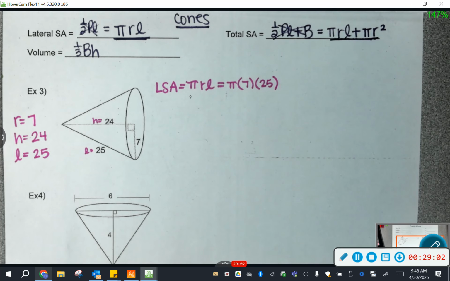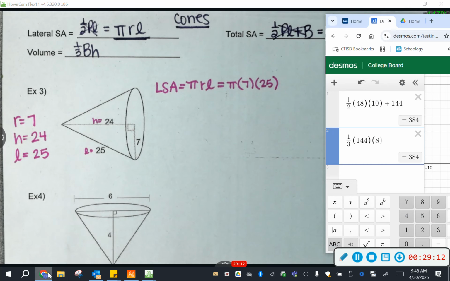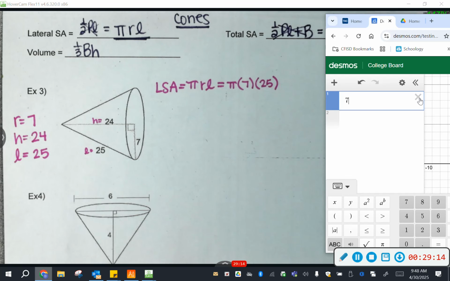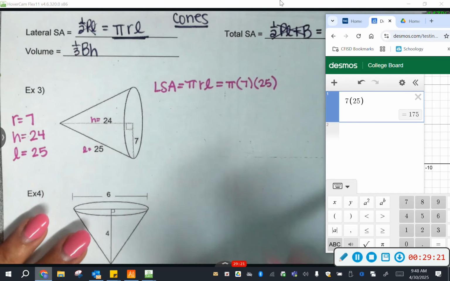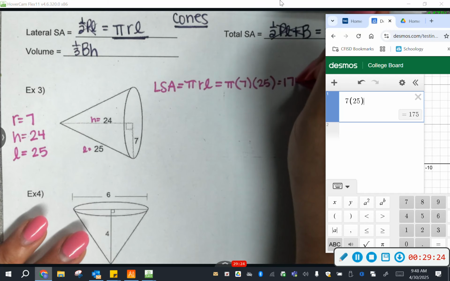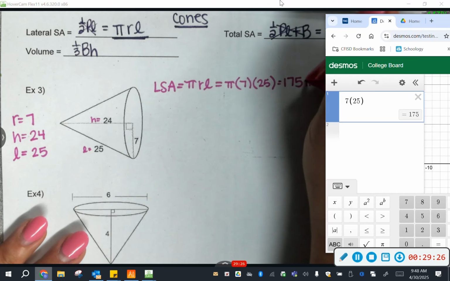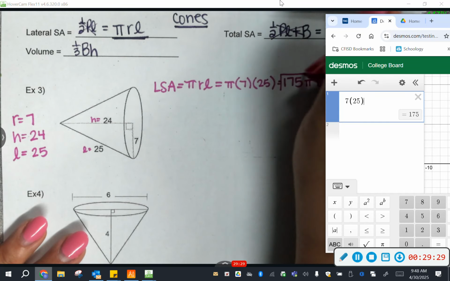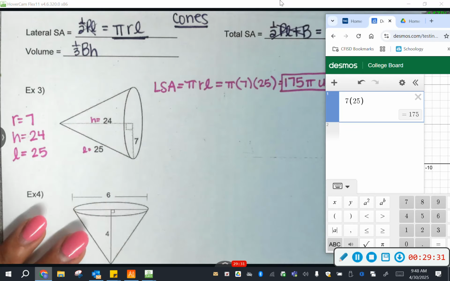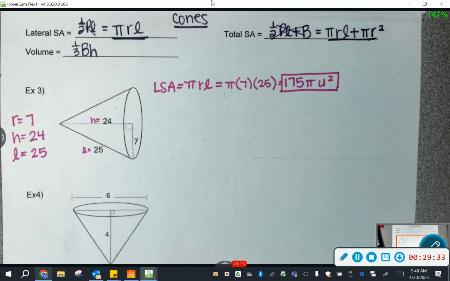By the way, do y'all agree all cones are circular? Yes. What should every answer have? Pi. Every answer should have pi. Don't put pi in the calculator, but what is 7 times 25? 175. So my answer here is 175 pi, and it's going to be units squared. On your test, as a reminder, your test is multiple choice, so you don't have to worry about the units.